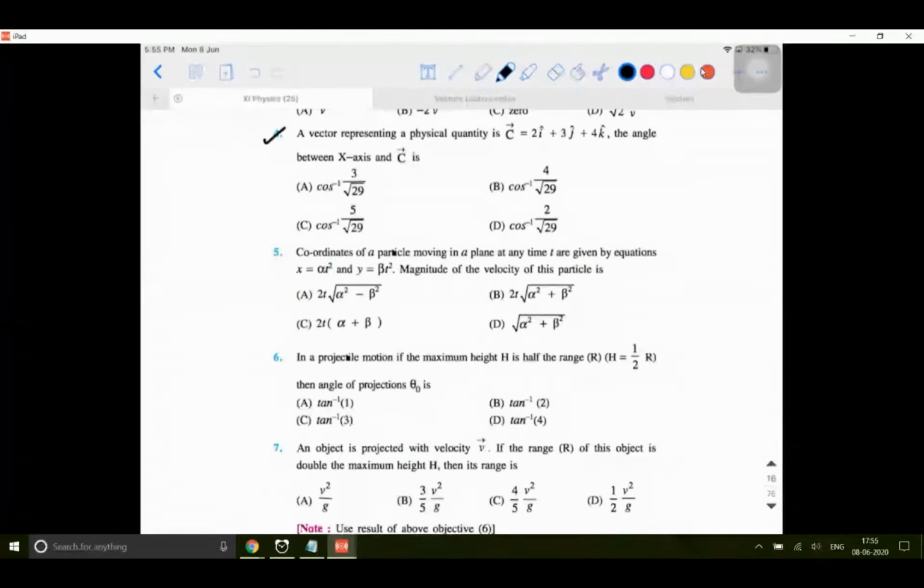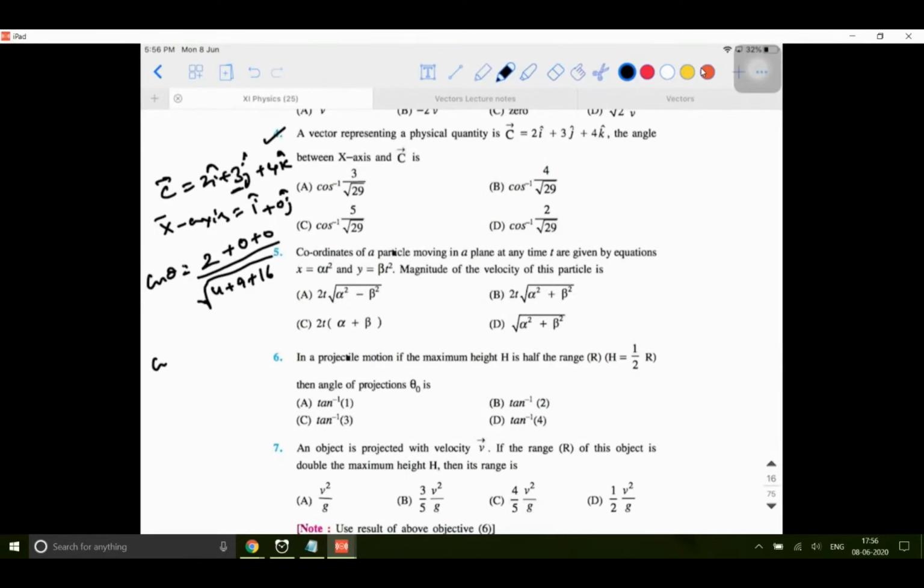So 2 by root 29. Well, very good. That is the answer. So C is 2i cap plus 3j cap plus 4k cap. X-axis is just I cap. So what is the formula for cos theta? Cos theta is 2 multiplied with I cap, that is 2, plus 3 times j cap; here you don't have any j cap, so it can be written as 0 j cap. So 2 plus 0 plus 0, the whole divided by square root of 4 plus 9 plus 16. So cos theta will be equal to 2 divided by root 29.